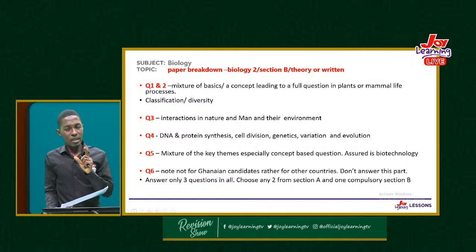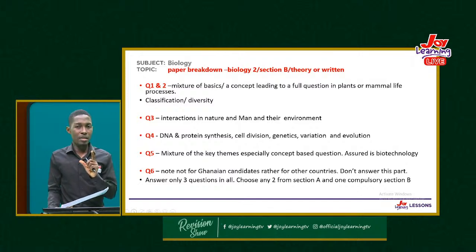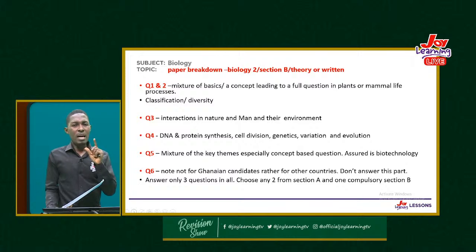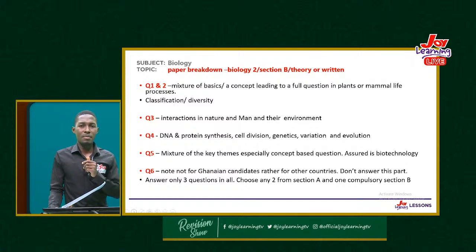I've said don't go to question 6. It's for candidates from Nigeria. Don't go to that area. So they also don't answer Ghana questions. Now, what is usually unique about question 5 is the application questions, usually from biotechnology. Each year, they ask a question either on fuel, preservation, water treatment, or fish stock, anything that they want to ask. So take note of that area.